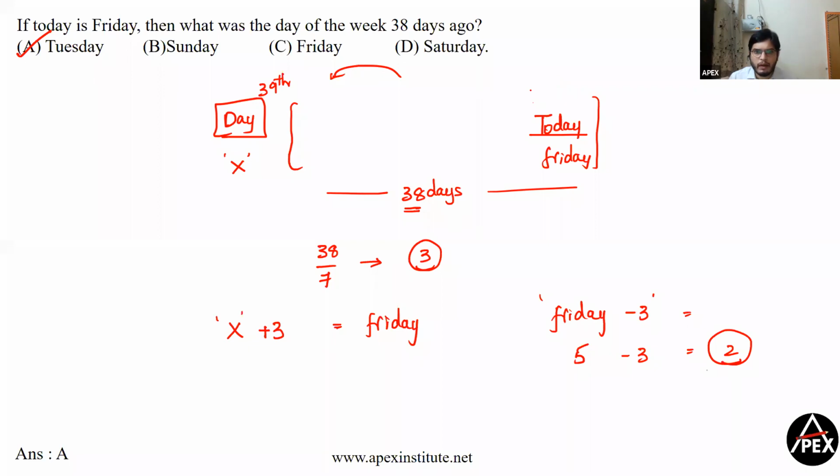5 plus 3 is Monday. How is that Monday? 5 plus 3. So what is 5? So this is 1 day, 38 days ago. So you need to subtract. So instead of 5 plus 3, it should be 5 minus 3. Clear?